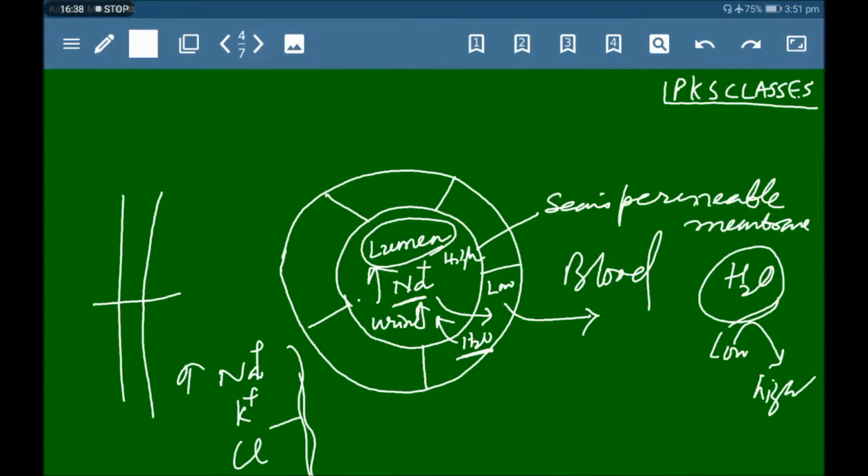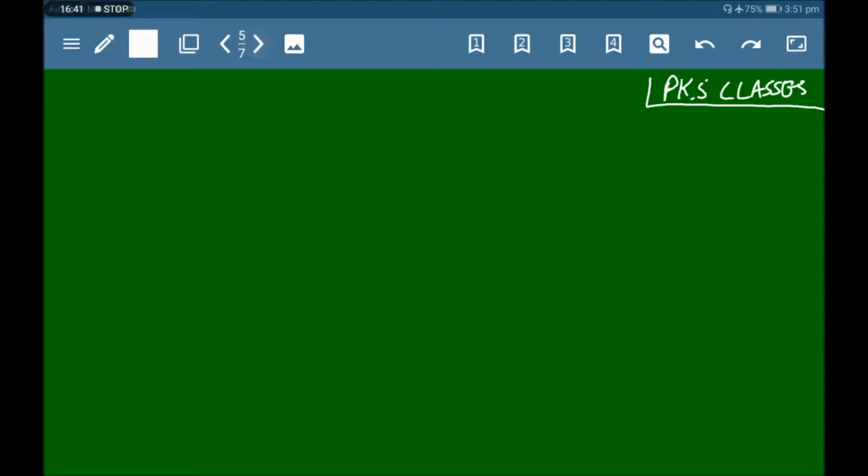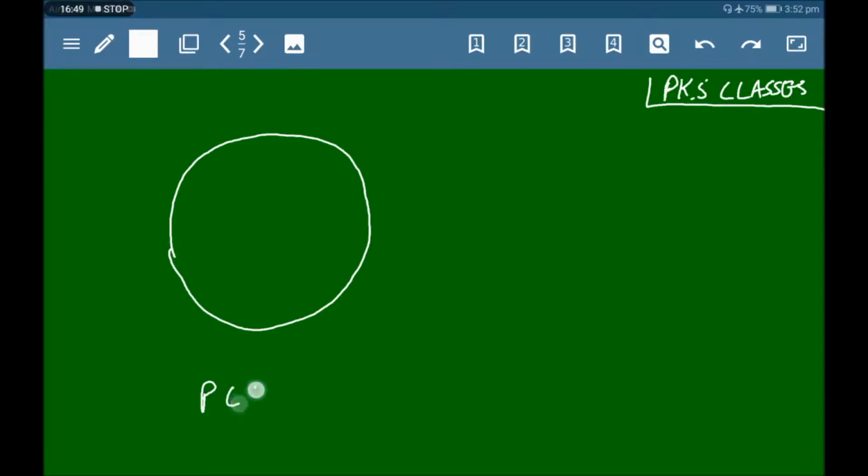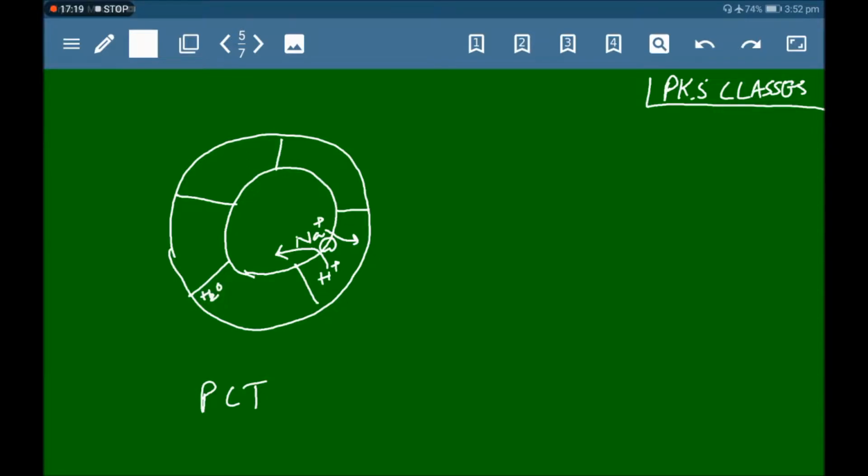So in the proximal convoluted tubule, what happens? Let us draw a diagram here. In the proximal convoluted tubule, there is absorption of sodium in exchange of hydrogen, and this hydrogen is generated from carbonic acid.